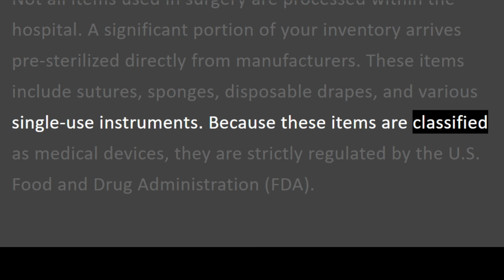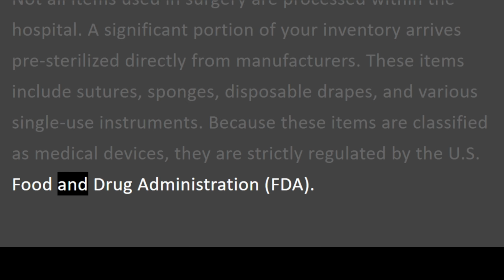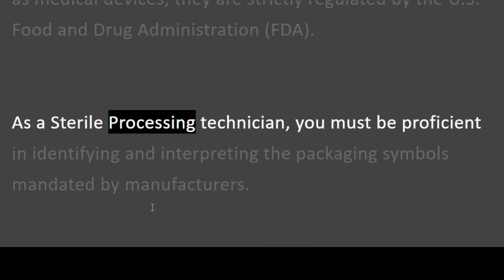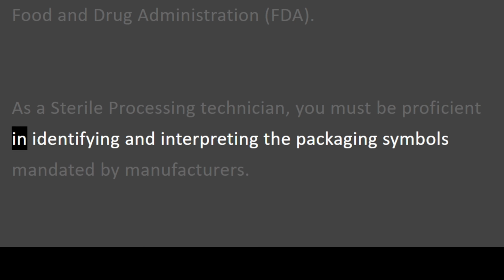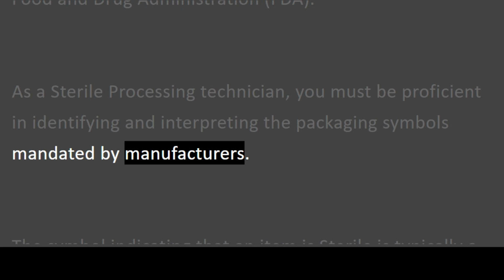Because these items are classified as medical devices, they are strictly regulated by the U.S. Food and Drug Administration, FDA. As a sterile processing technician, you must be proficient in identifying and interpreting the packaging symbols mandated by manufacturers.